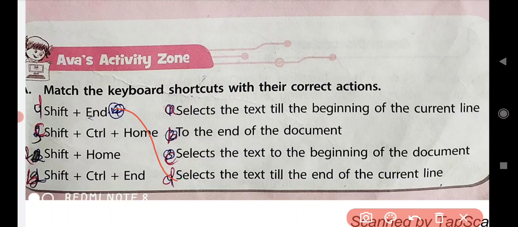Then second, shift plus control plus home, that is select the text to the beginning of the document. Then shift plus home, that selects the text till the beginning of the current line. And shift plus control plus end, that is to the end of the document. So these are the matchings of the keyboard shortcut keys with their correct actions. So by this we have completed chapter 7 book exercises.